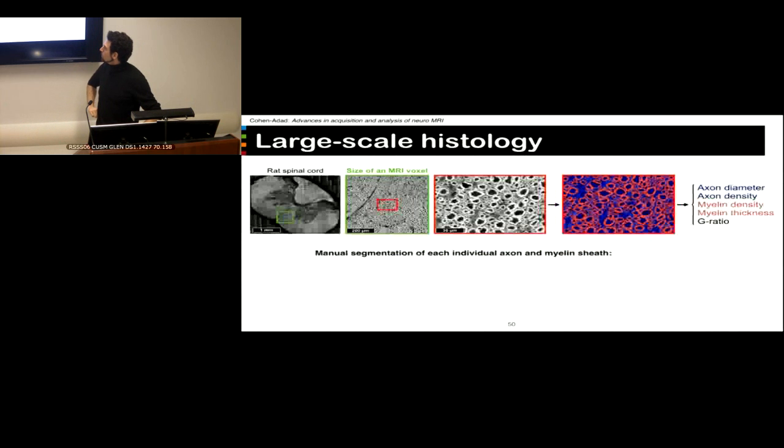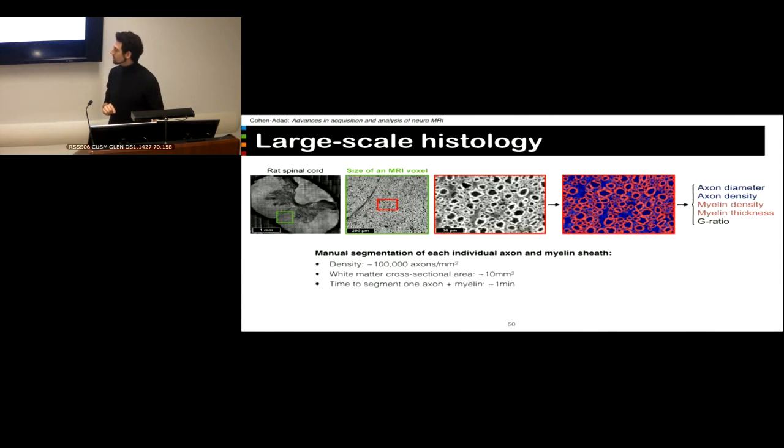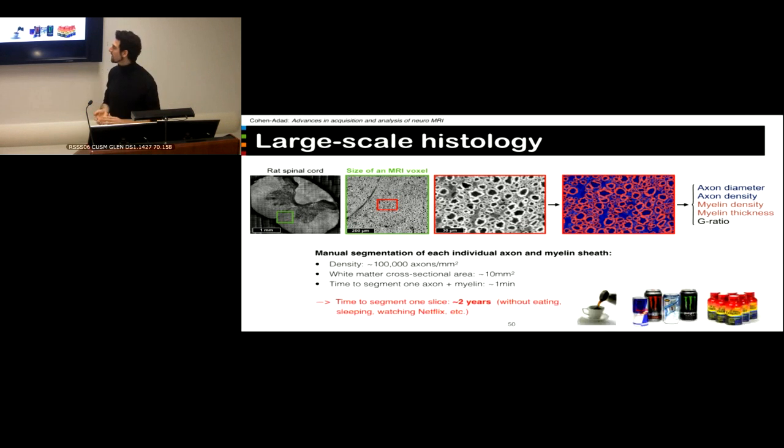So let's imagine that we're to manually segment all those myelin and axons. What would it take? So let's put that into numbers. The density of axons is about 100,000 axons per millimeter square. The white matter cross-sectional area in this example is about 10 millimeters square. And the time to segment in 2 different labels, axon and myelin, for a well-trained grad student is about 1 minute. So it would basically take 2 years to segment this single image without sleeping, eating, and so on. So that's really not possible.